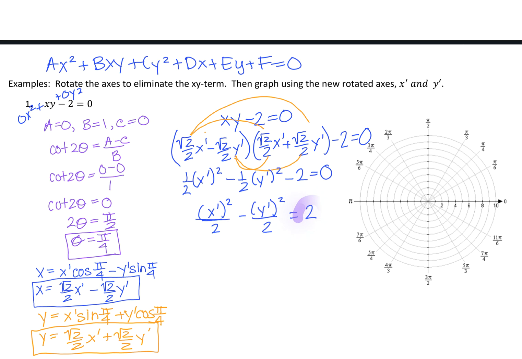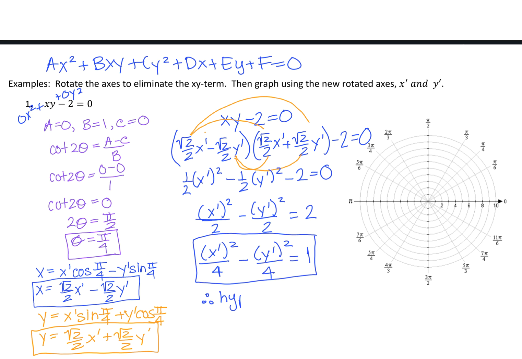So I want the right side to equal 1. So I'm going to divide everything by 2. So dividing everything by 2, I get x prime quantity squared divided by 4 minus y prime quantity squared divided by 4 is equal to 1. And so this is now my standard form for the equation of my conic. And so I know that this is going to be a hyperbola. Okay, so now we're going to go ahead and graph it.